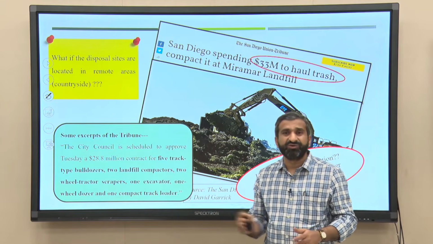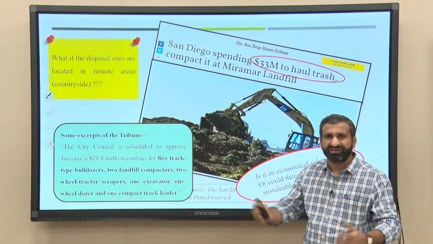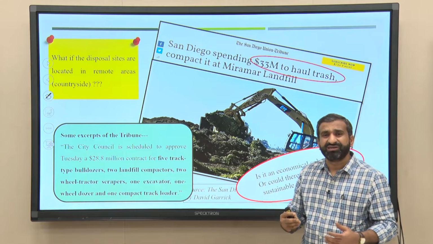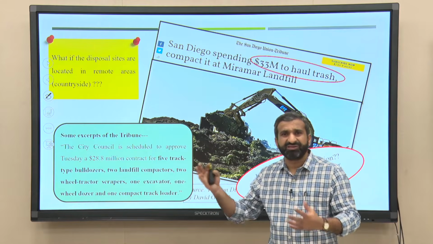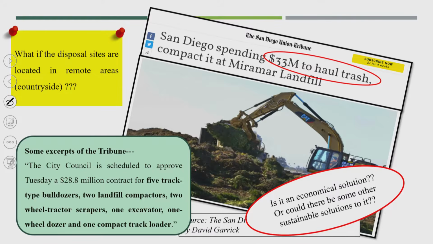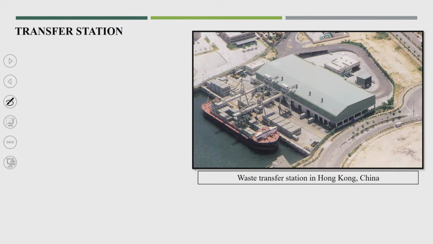In that case, we have to go for a stationary container system, and you know that there are a lot of issues about the stationary container system. You can't collect a large amount of waste from the hauled container system. So, now the solution for that is the transfer station.